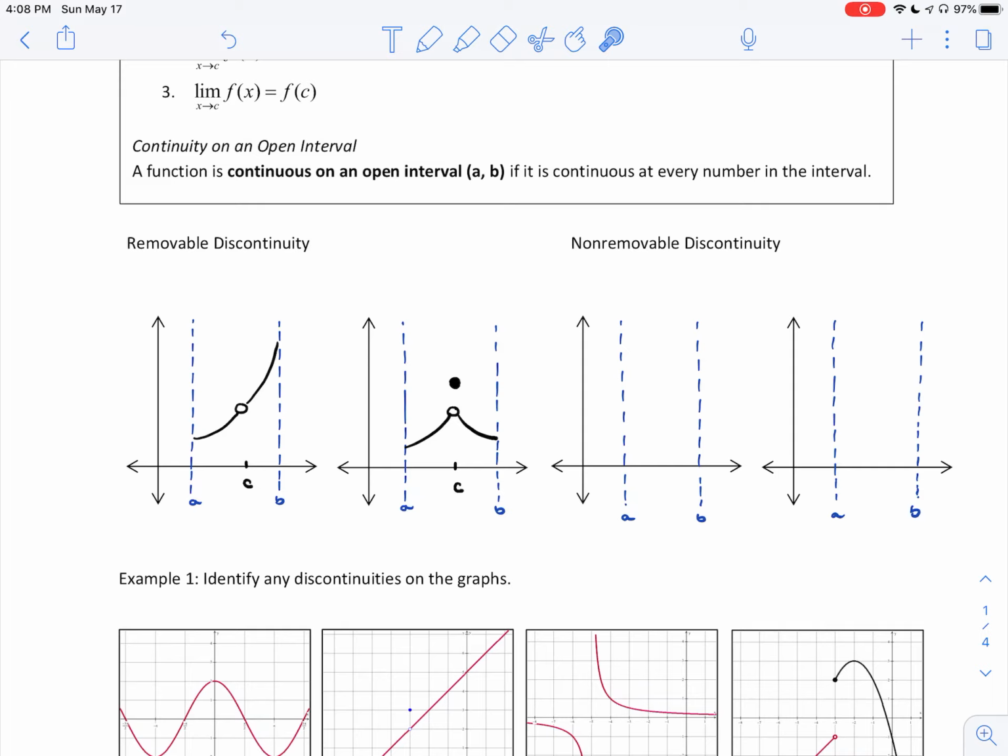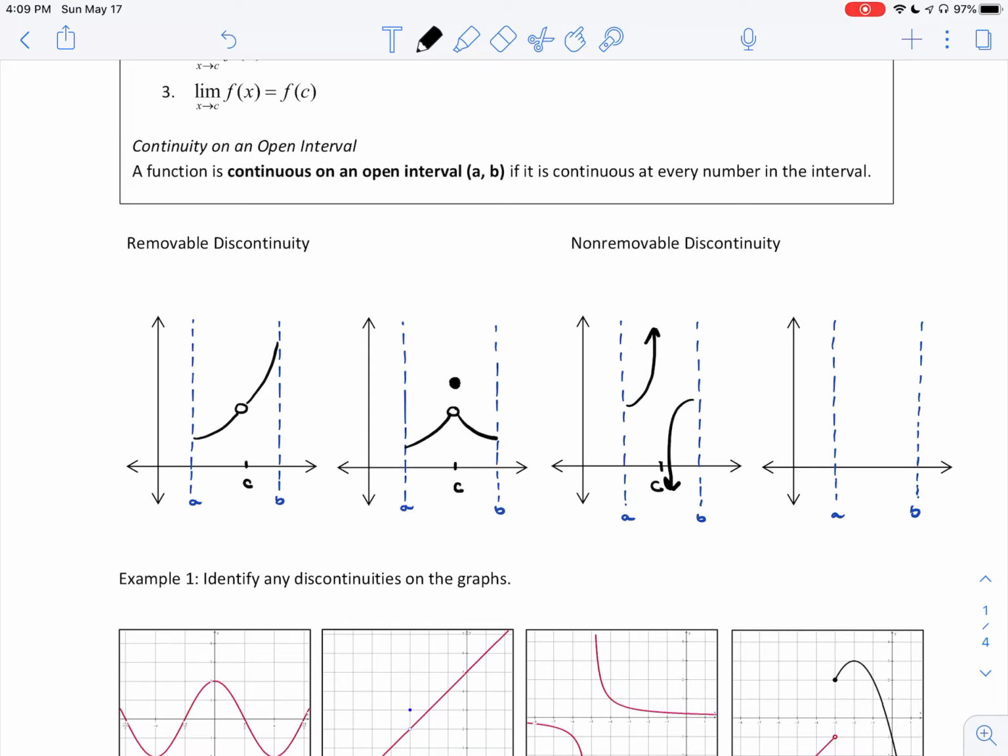Now, non-removable discontinuities can happen in two different ways. The first way is with some sort of vertical asymptote. Say we have a function that looks maybe something like that, so you have that vertical asymptote in there at x equals c. That's non-removable because you can't just redefine the function in order to make it continuous. There's no hole to fill in. No matter what, that's always going to have a discontinuity at c.